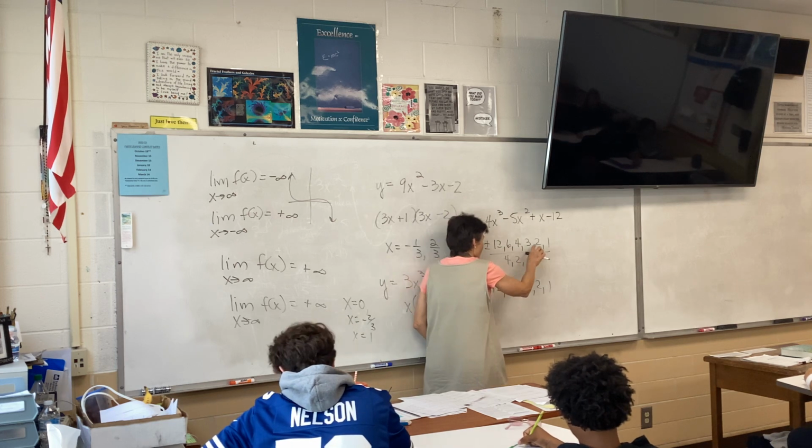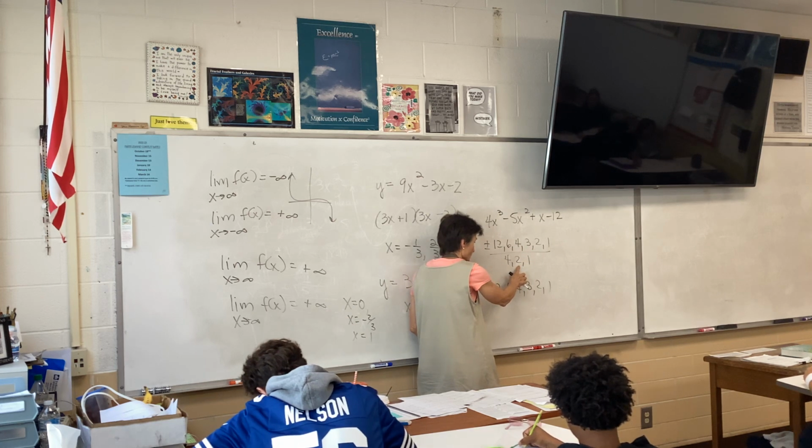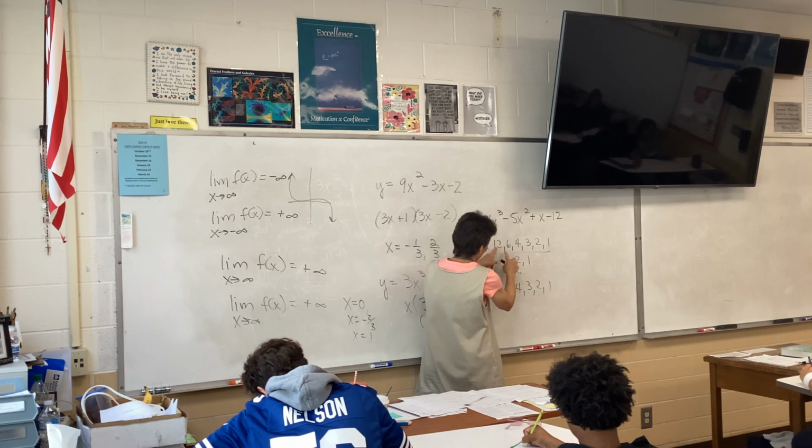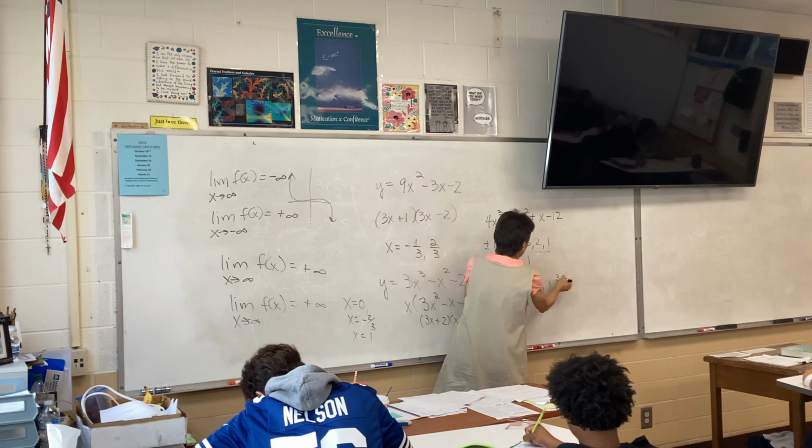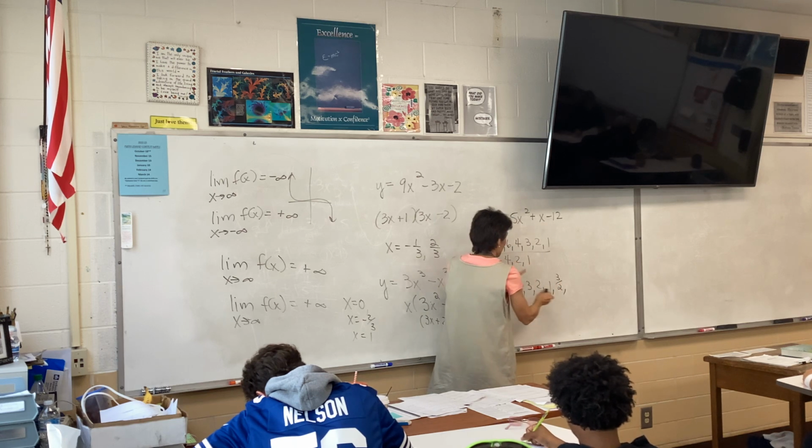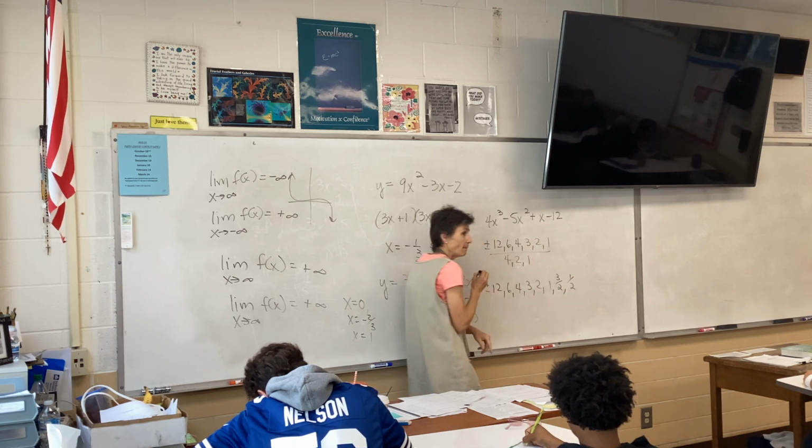But every one of those has to go over 2. Now, some of them we've already got. 12 over 2, 6 over 2, 4 over 2. I'm going to have to add 3 over 2 and 1 over 2. Would you agree with that?